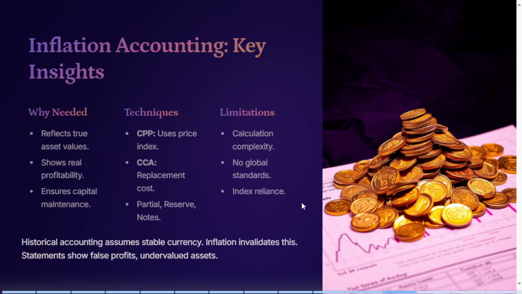For UGC NET preparation, the key points to remember: inflation accounting corrects the unrealistic assumption of stable currency. It prevents overstating profits and understating assets. Essential for realistic financial reporting in an inflationary environment. Methods include CPP and CCA approaches.